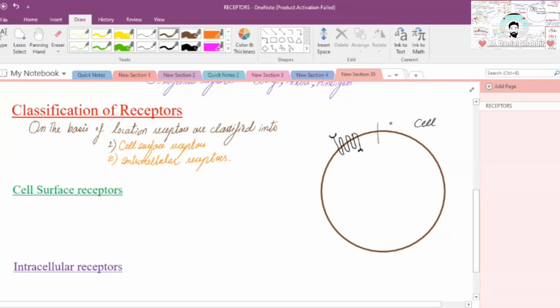Same way like this there is another receptor on the cell, ठीक है, ये एक और रिसेप्टर है, because this receptor is again on the surface of the cell. Next, another one. Again, this is another receptor which is present on the surface of the cell. So these are the cell surface receptors, right?